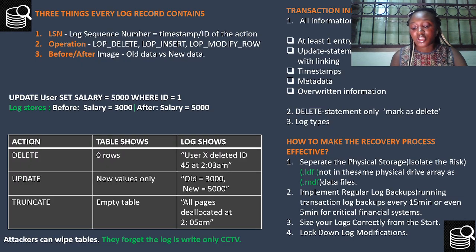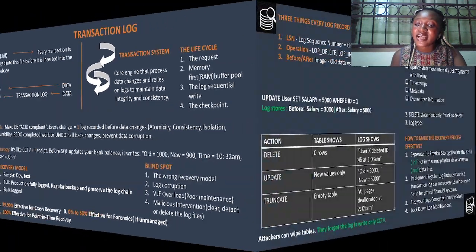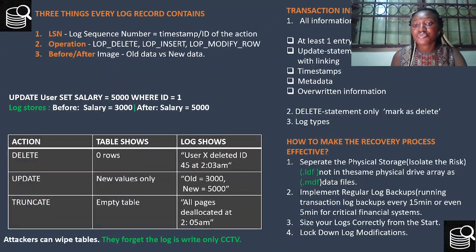Now, for log modification and malicious intervention, what you do is restrict the access of people having access to the LDF files, so that specific people cannot get access to the LDF files. Attackers can wipe the table, and they will only see this. But one thing they will fail to understand is that the transactions are recorded in the LDF files. They will show you everything that was there, the time, the ID, and everything that happened, no matter what you do, even if it's a job function.